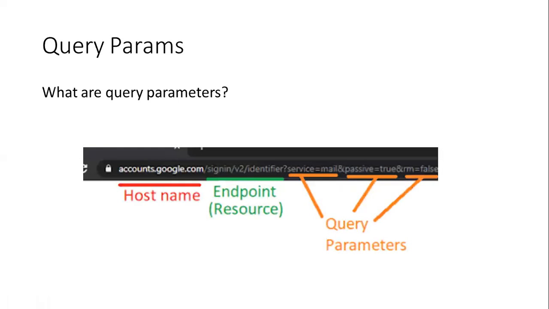Query params. What are query parameters? Query parameters in Spring Boot are a way to pass additional information to a web server. When making an HTTP request, query parameters are a set of key value pairs that are appended to the end of a URL in the form of a query string. Right? This is the query string.